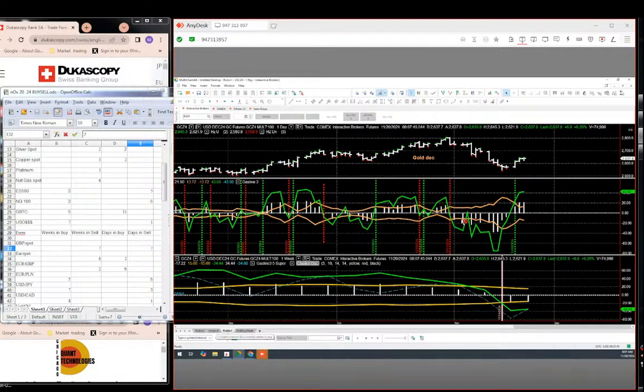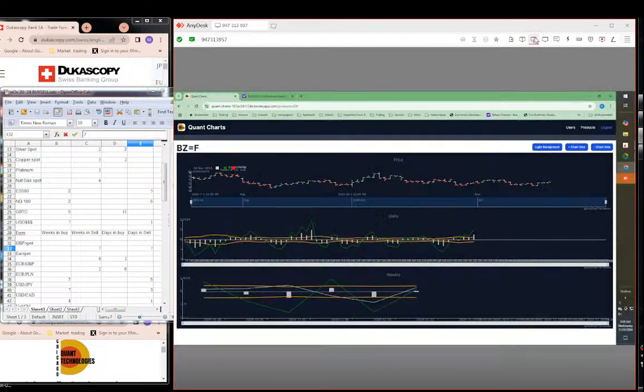All right, let's shoot over to the beta. This way we can start right off with Brent. BZ. Right there. And there is Brent up a little bit more today. You see it's in a buy for a few days here now, 3 days. And you can see the weekly is trying to pierce into the weekly buy also at the same time. So we are seeing some pressure on the upside there.